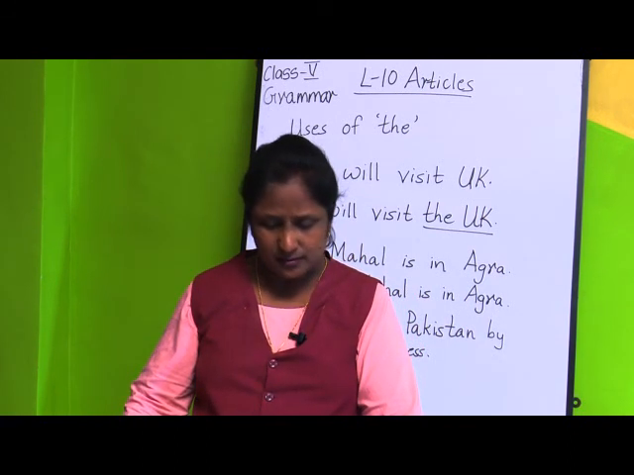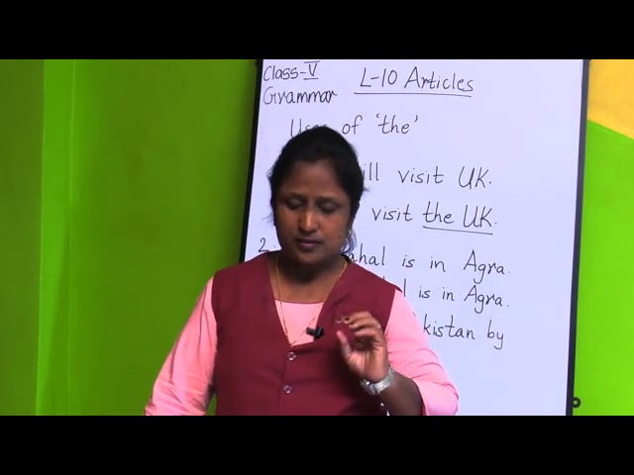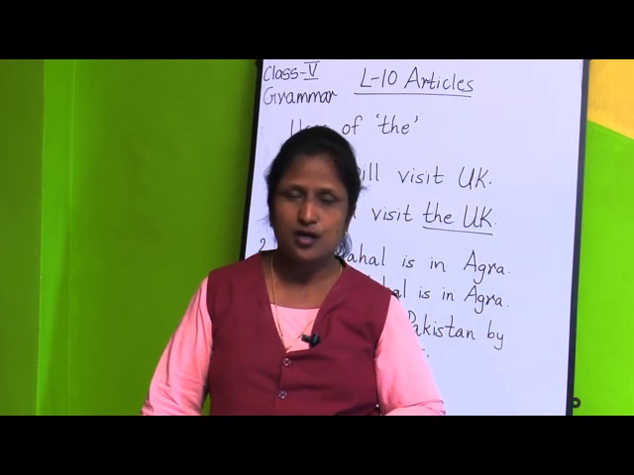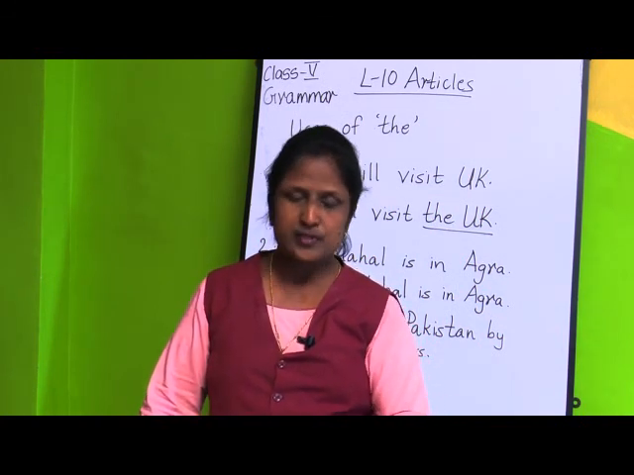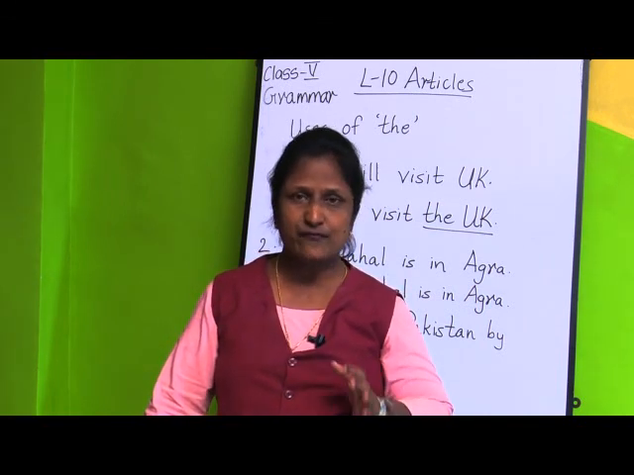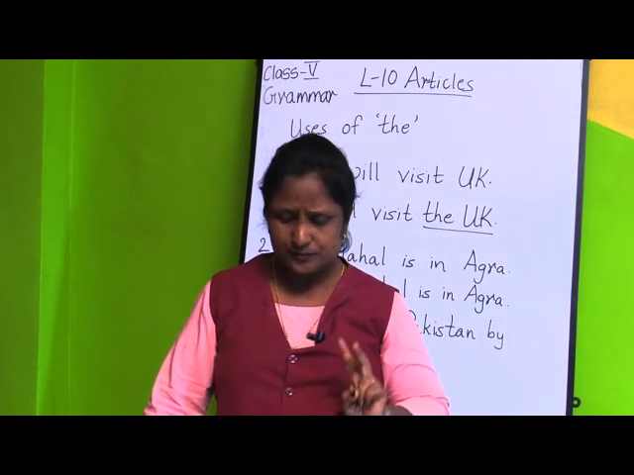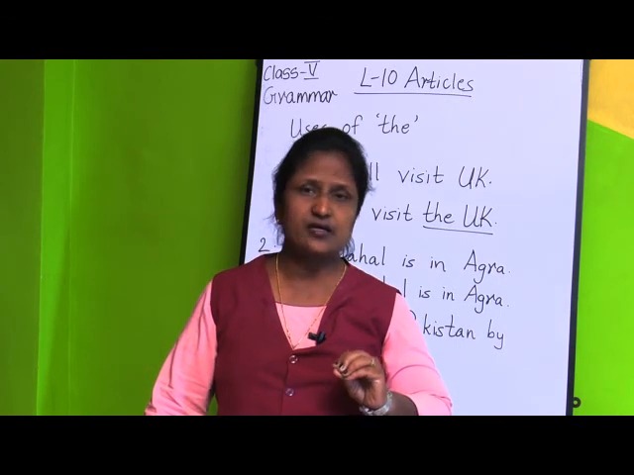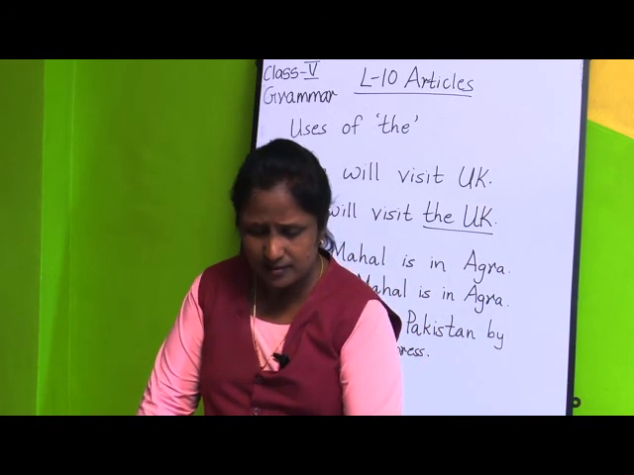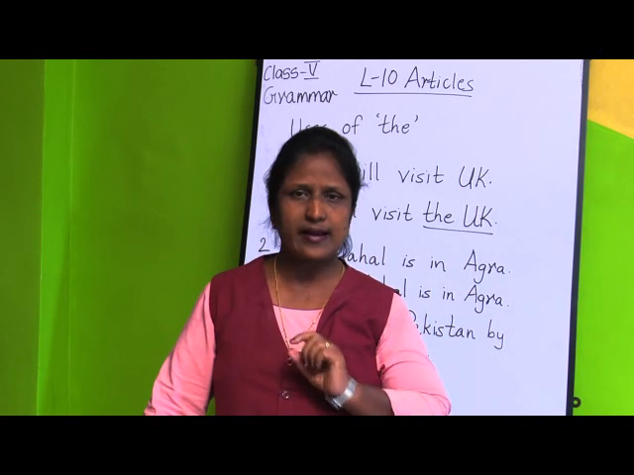Then the other thing is what? The article the we use for the names of rivers, seas, oceans, mountains, well-known buildings, holy books, newspapers, trains, ships, aeroplanes, for some countries which have a common noun with them, and for the superlative degree. We do not use the article the only when we are talking about any proper noun and when we are talking about any uncountable noun. So this was all about articles a, an and the.